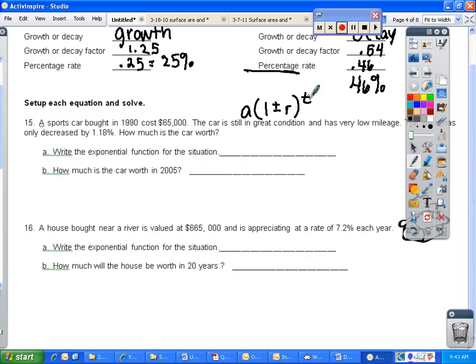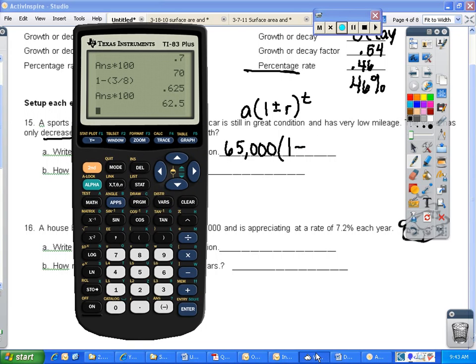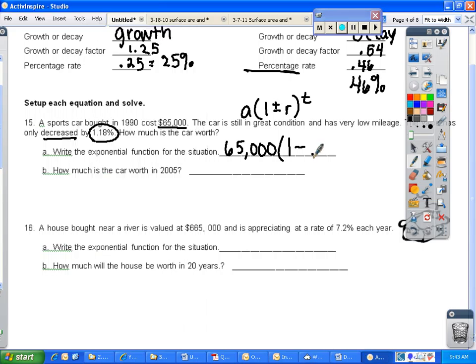So in this case, you know that the initial amount was 65,000. It was bought in 1990 at a rate of 1.18. It is decreasing, so you know you're going to be subtracting. So your initial amount is 65,000 times 1 minus 1.18. Now again, if you want to find what decimal that is, you take 1.18 and divide it by 100 to see what decimal you're going to put in, and that's 0.0118. And you're going to raise it to the t power.